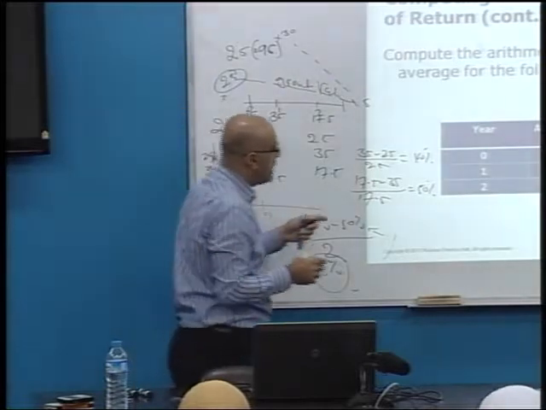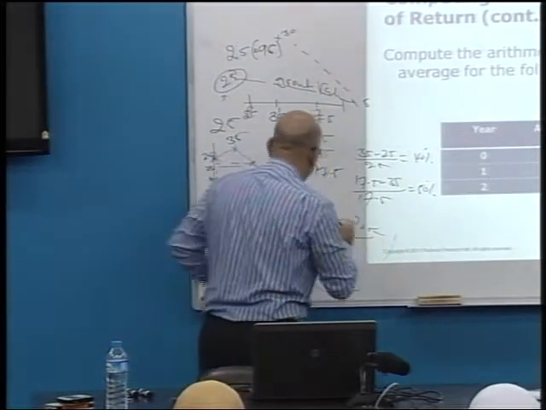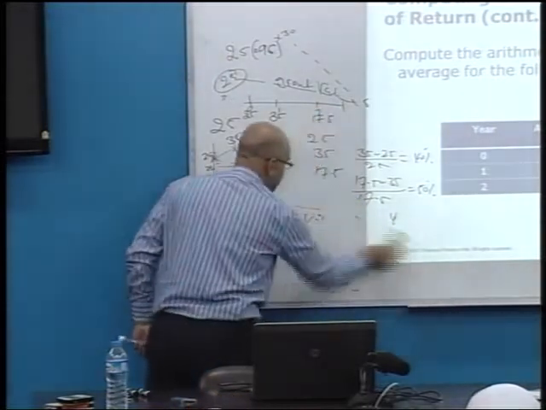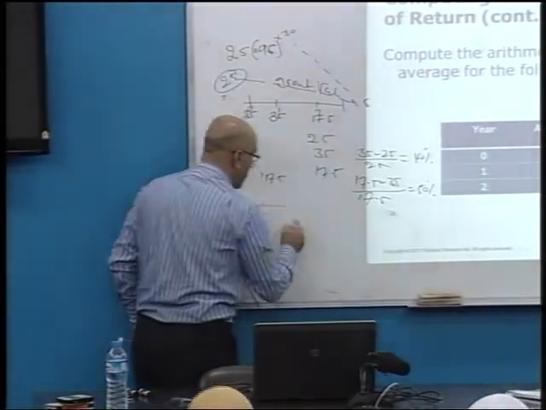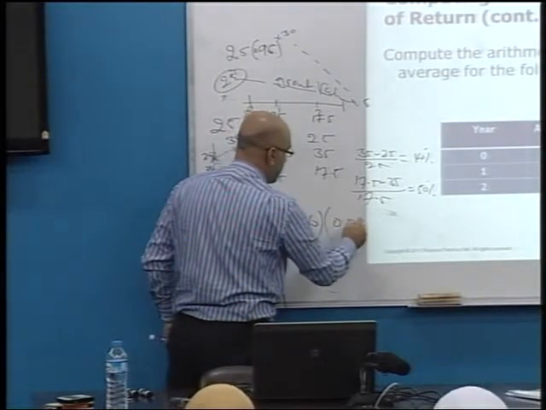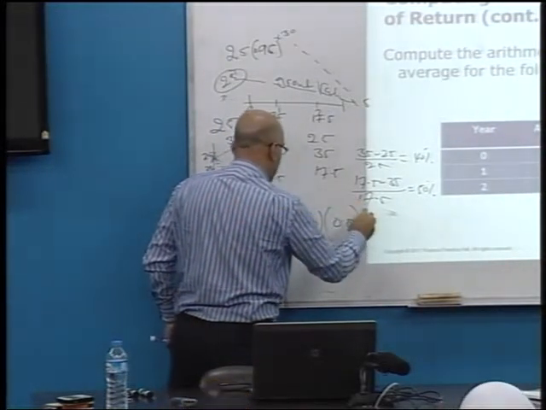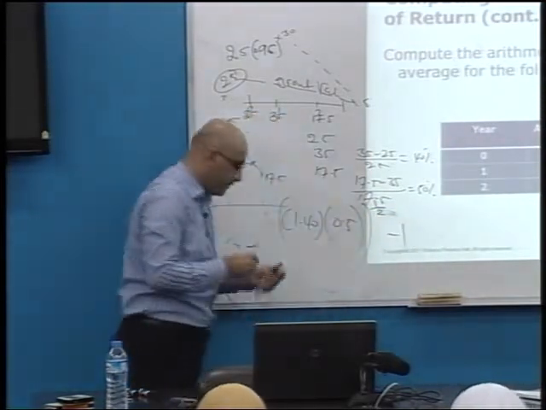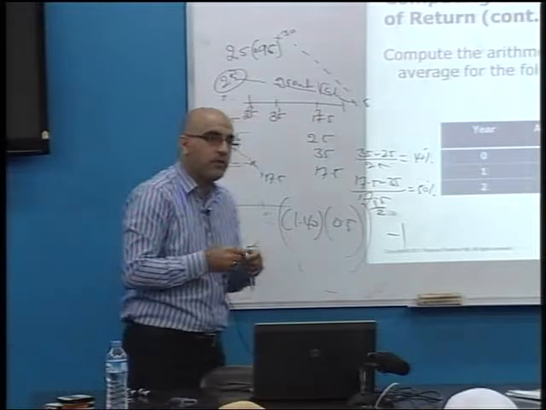But go back to calculating the geometric. The geometric is 40%. Just do it this way: 1.40 times 0.50, raised to the power 1 divided by 2, minus 1, which is equal to negative 16.3%.